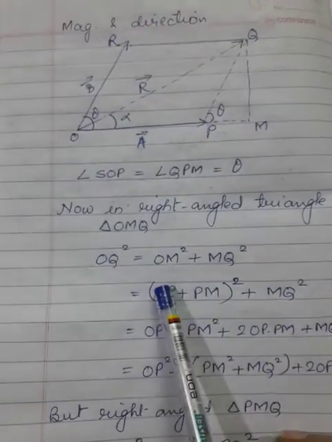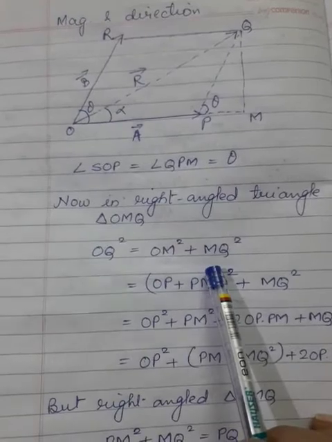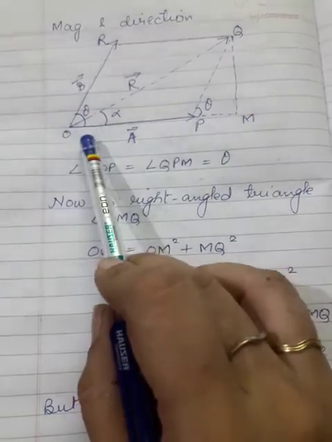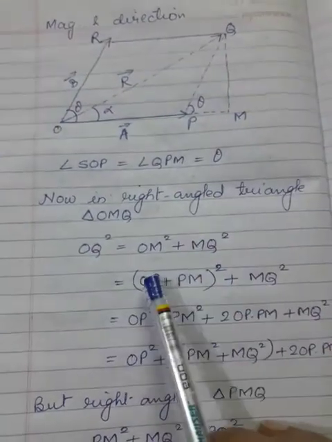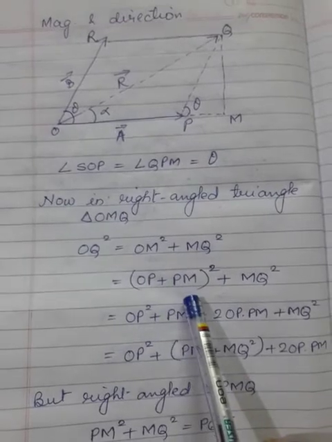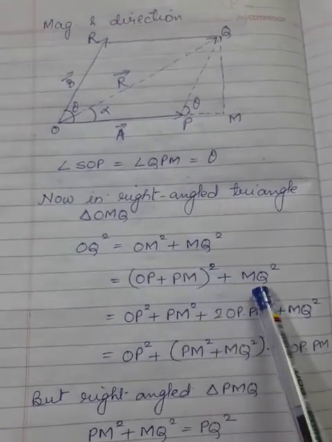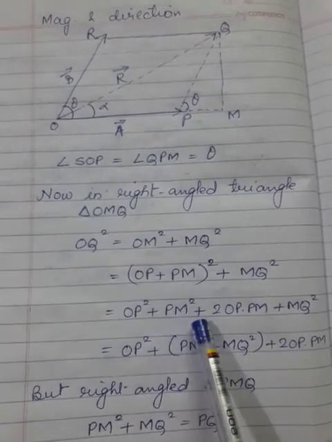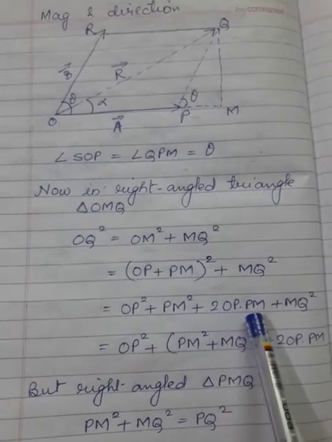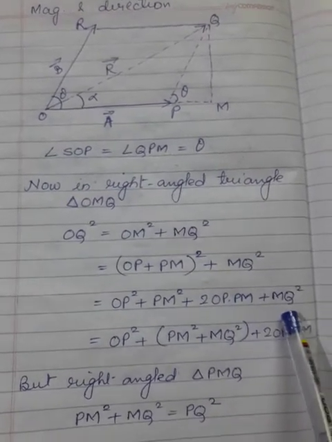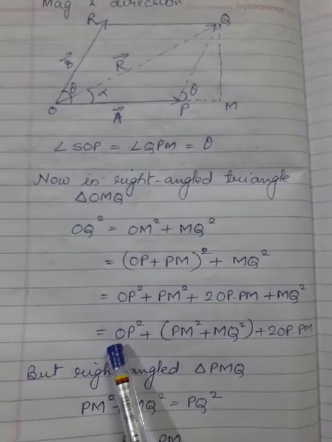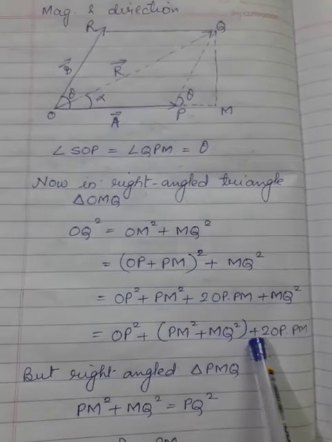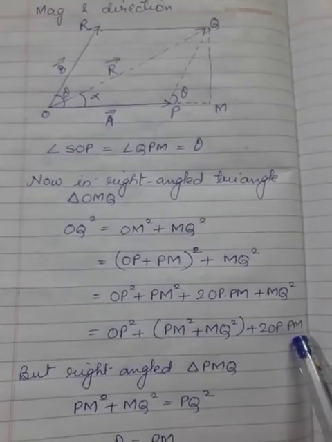OQ square is equal to OM square plus MQ square, where OM can be written as OP plus PM. Hence, (OP plus PM) whole square plus MQ square. OP square plus PM square plus twice OP into PM plus MQ square. OQ square is equal to OP square plus PM square plus MQ square plus twice OP into PM.